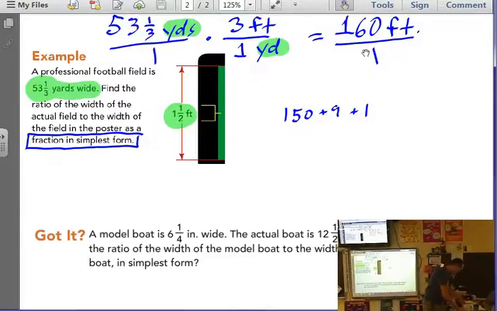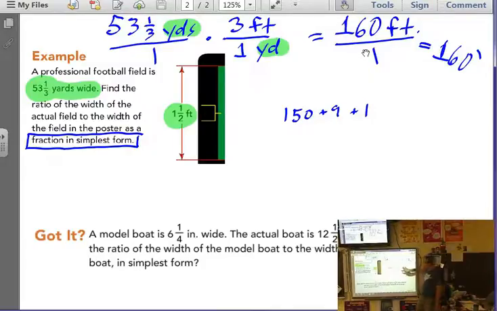160 feet over 1 of what? Nothing. 1 of just 1, because my units have canceled out. So really, I don't need that over 1, but since we were working with fractions, I figured we might as well leave it in fraction form. But this really just simply becomes 160 feet. Which apostrophe is foot or feet.